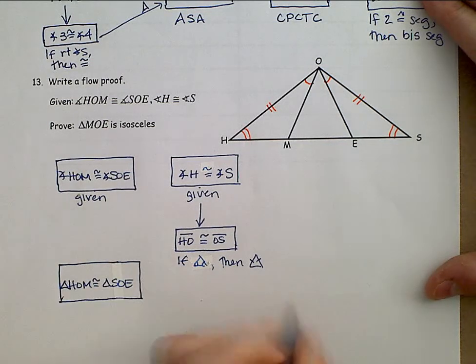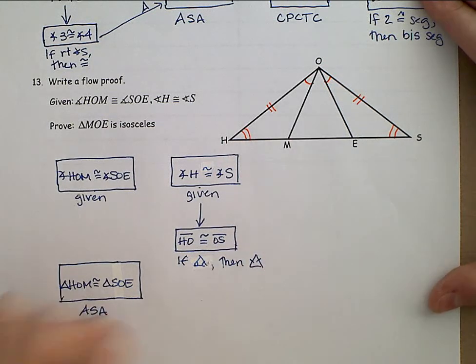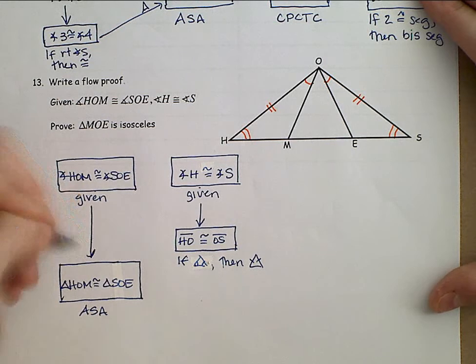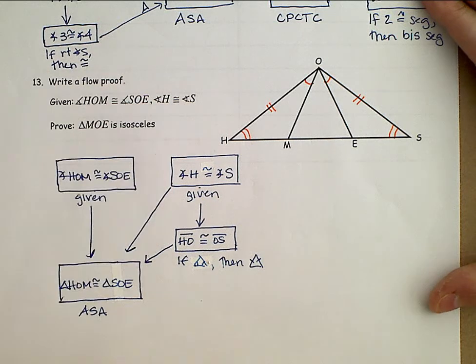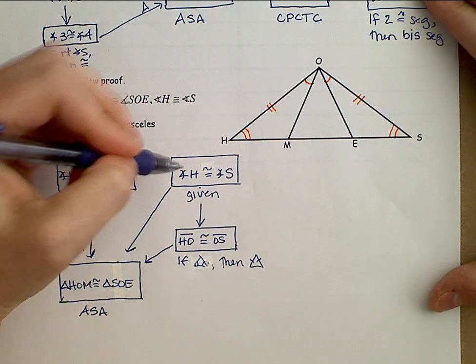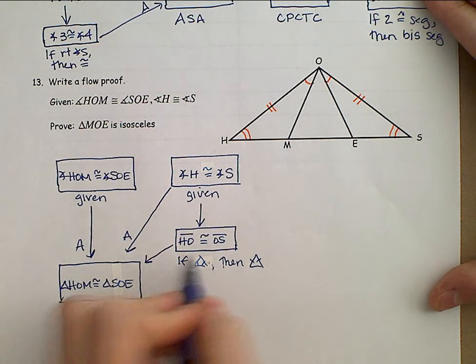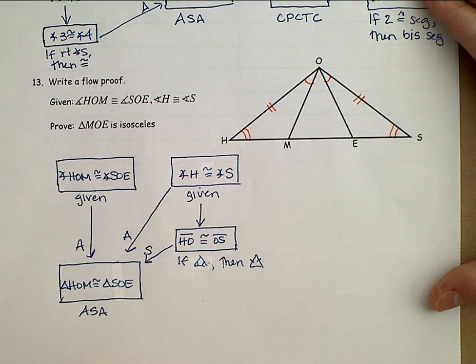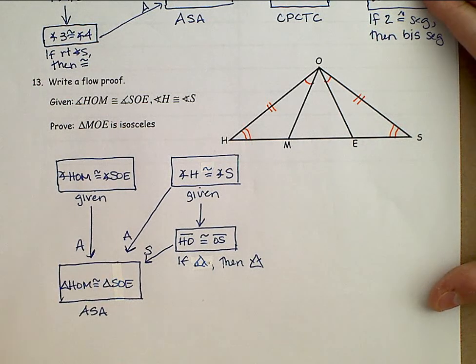The reason we said is because of angle, side, angle. We need to bring all three pieces of information down to that one box. Okay, this is where your first set of angles is proven congruent. Here's where your second set of angles is proven congruent. Here's where your sides are proven congruent. Again, it's out of order on the arrows, but that's okay, as long as you have it in the correct order down here.